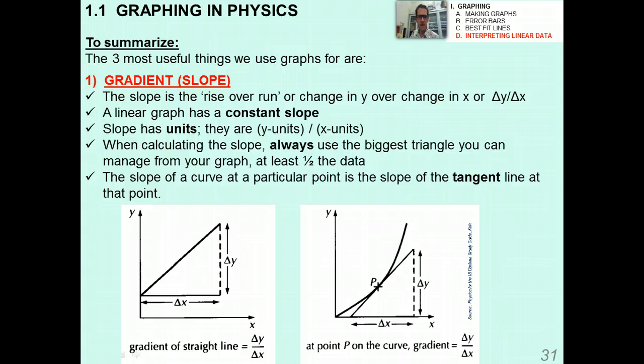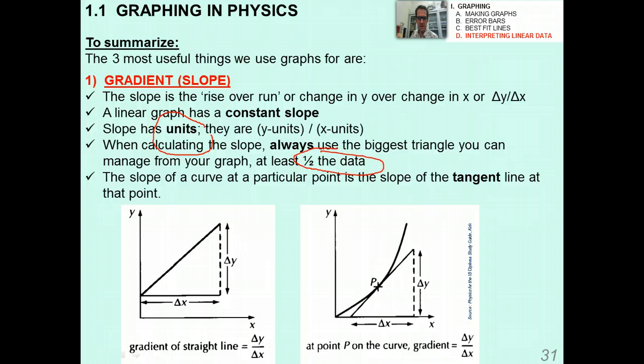The slope always has units, and those units are crucial in IB physics in terms of figuring out what's going on physically with an experiment. Okay, don't forget the units. You always want to use the biggest triangle you can manage from your graph, at least 1/2 the data. The slope of a curve at a particular point is the slope of the tangent line at that point.